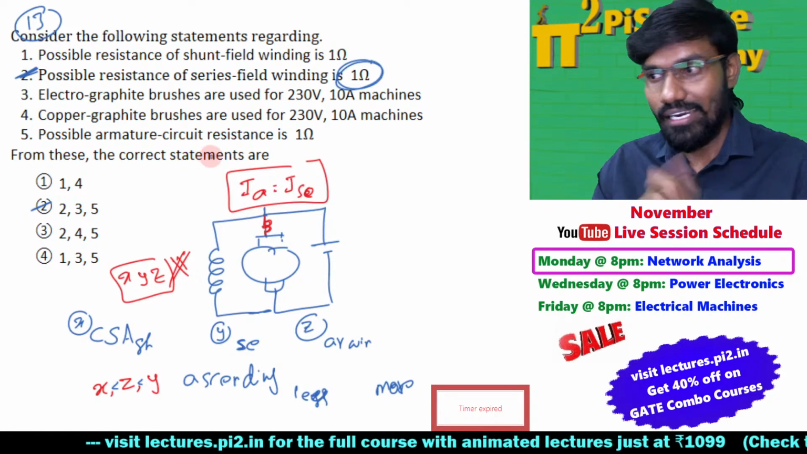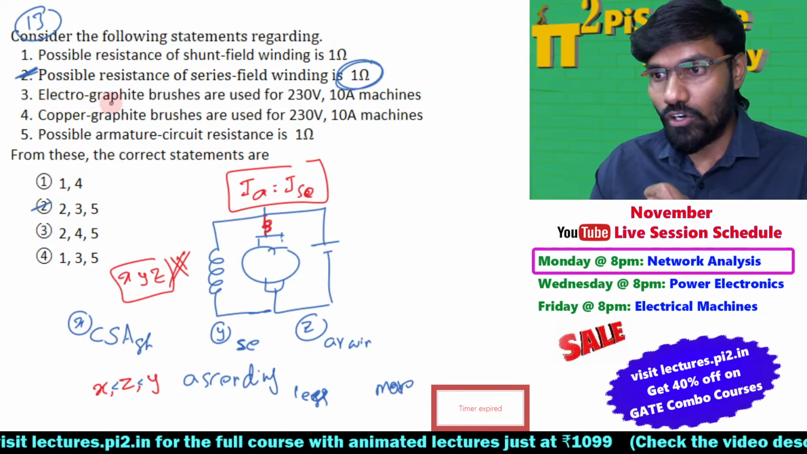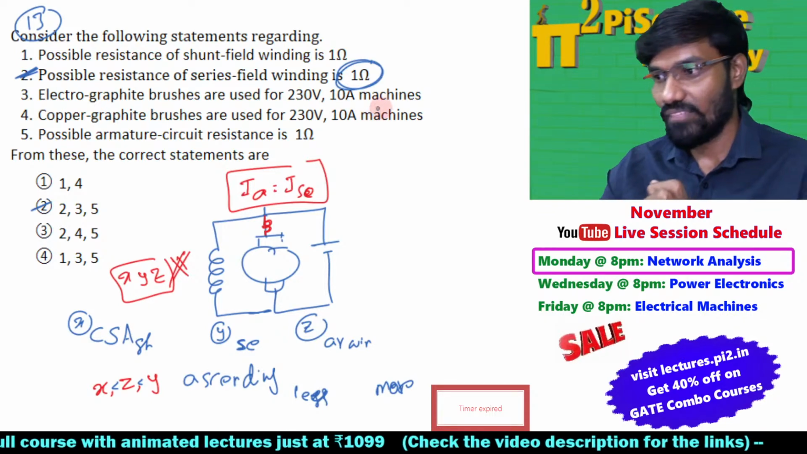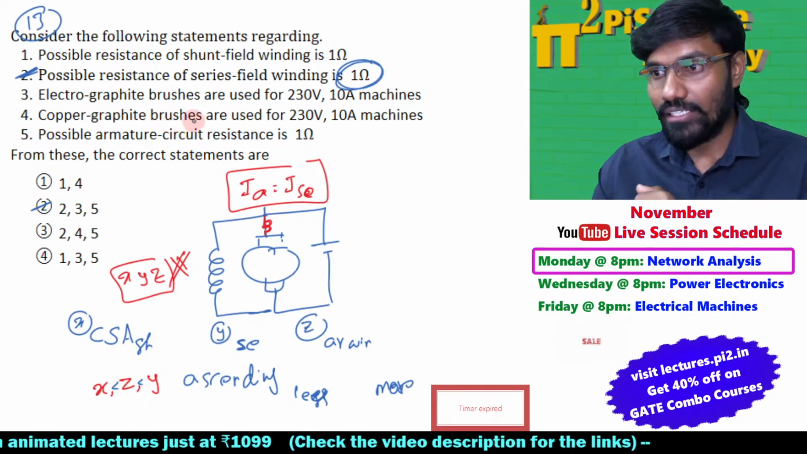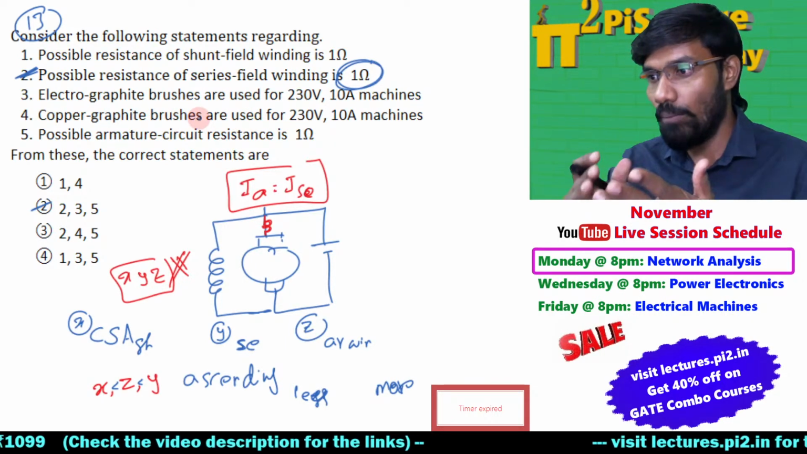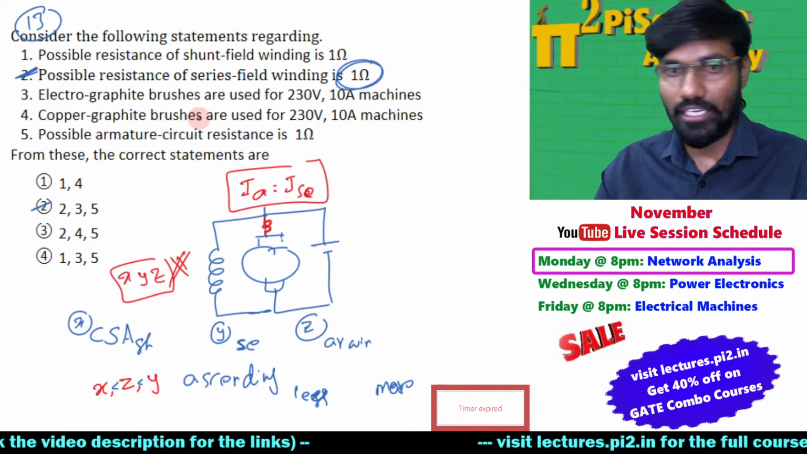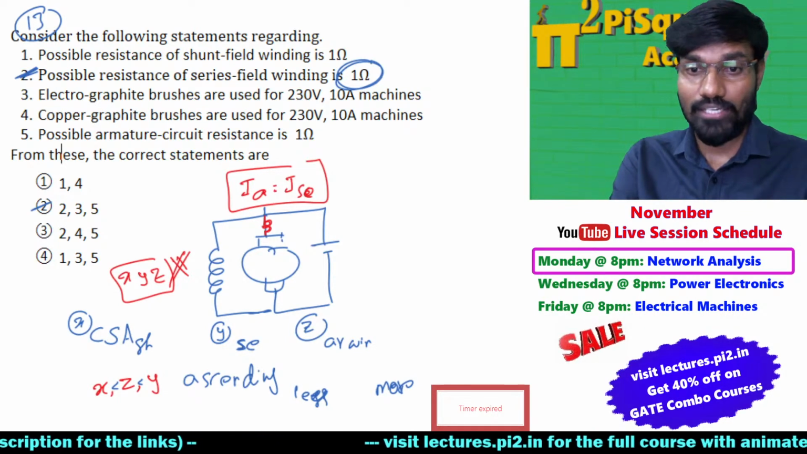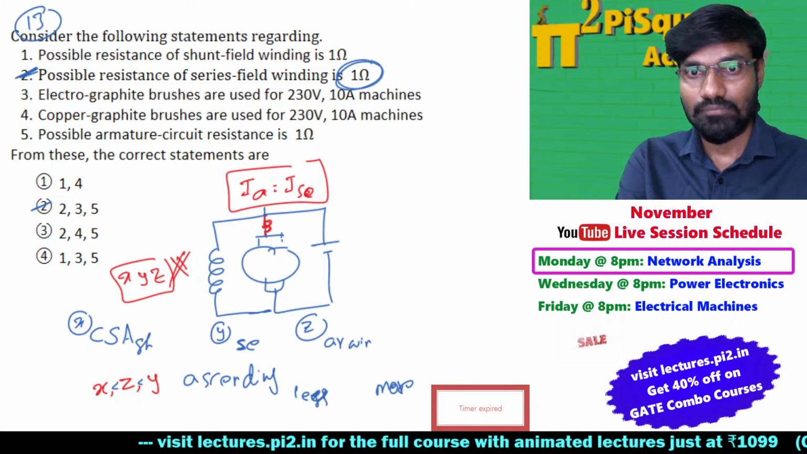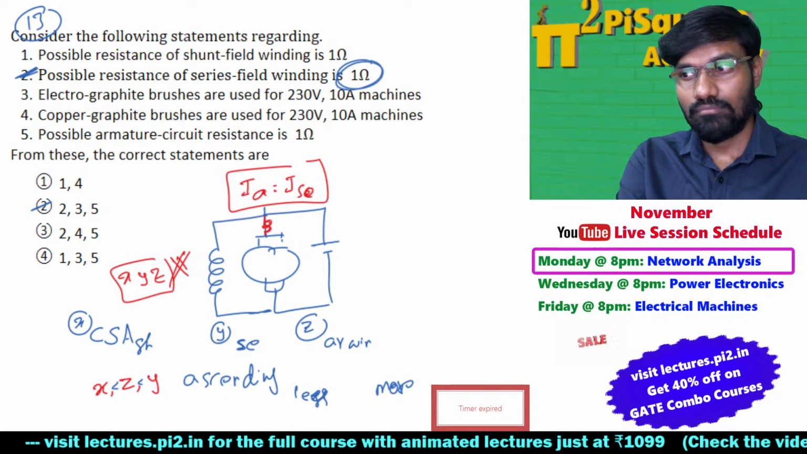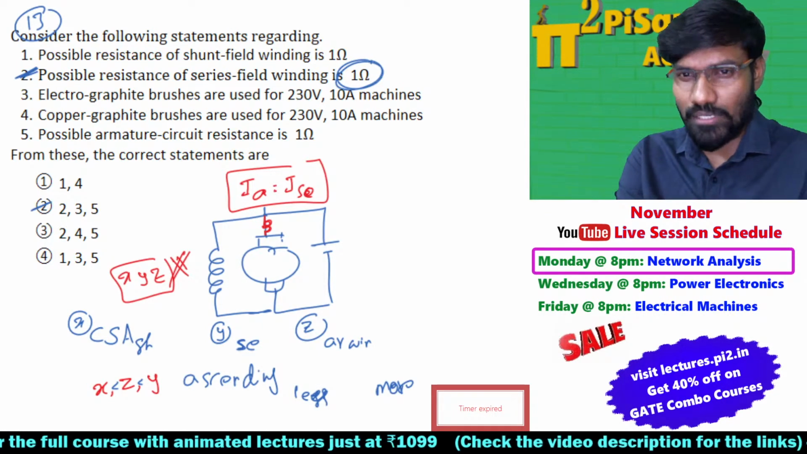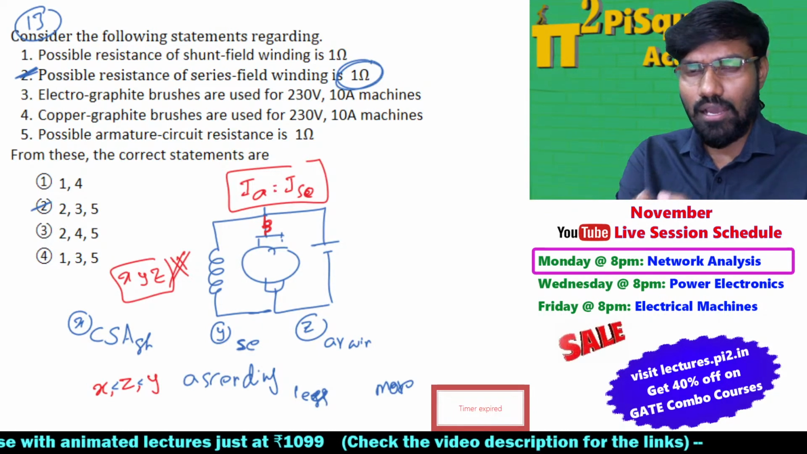Next one: electrographite brushes are used for 230 volt and 10 ampere machines, and copper graphite brushes are used for 230 volt and which one? Which one do we use, copper graphite or electrographite? If we use that, why is it so? Why not the other? You can say copper graphite is also a metal graphite. Copper is a metal, right?